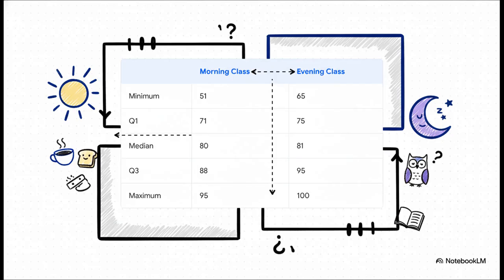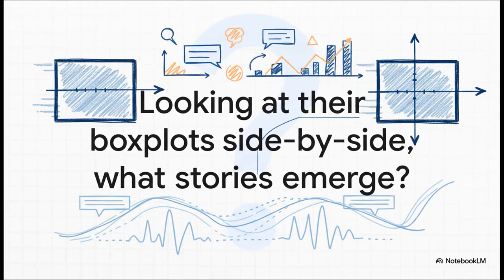So here are the 5 number summaries for both classes. That morning class is the one we just built together. And we've also got the summary for the evening class. Now, you could just stare at this table of numbers for a while, but it's still kind of hard to quickly see the full story, isn't it? But the second we turn these numbers into 2 box plots and put them right next to each other, the story just jumps off the page. So let's be data detectives for a minute. What are the key differences we can spot right away that tell us about these two classes?